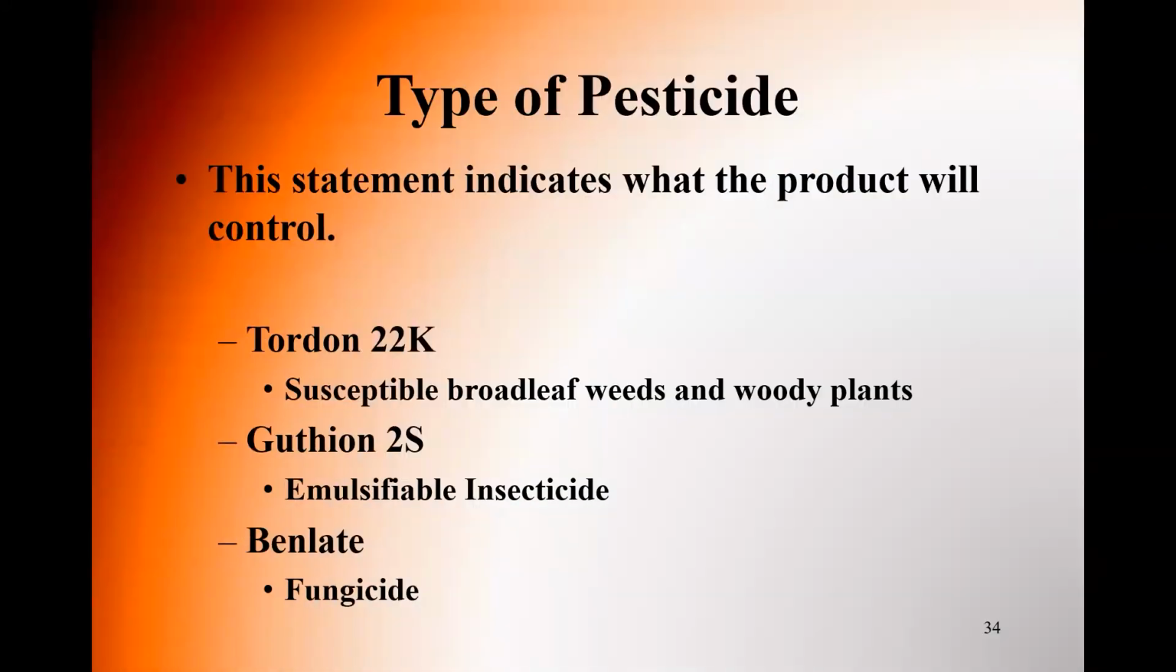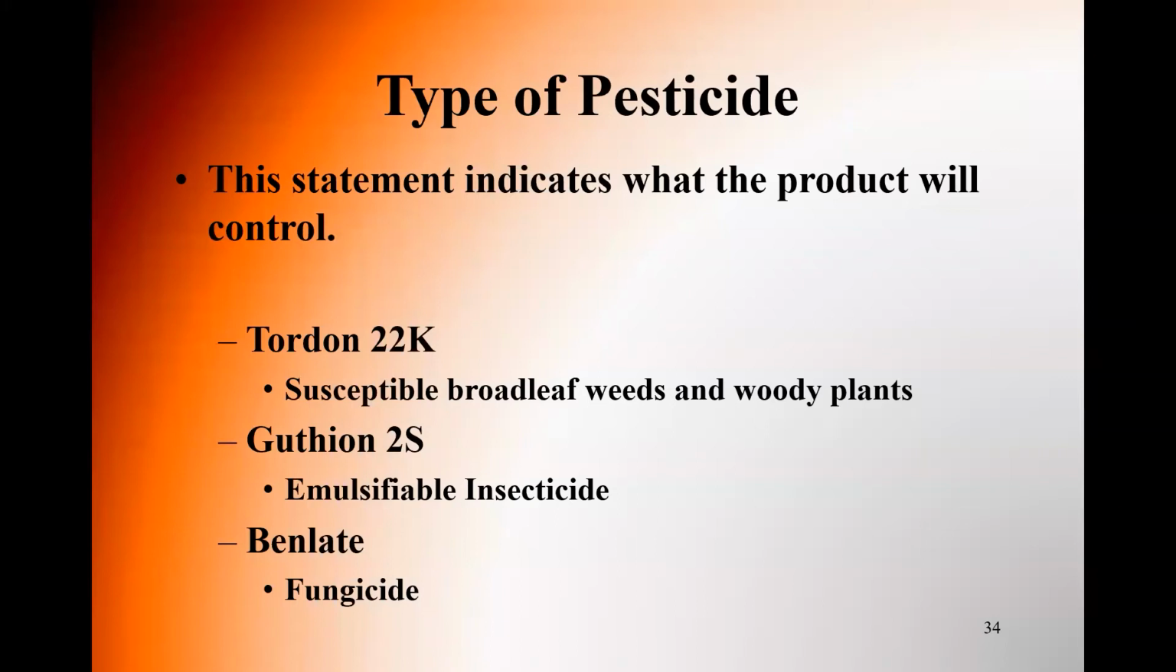The type of pesticide: this statement indicates what the product will control. Tordon 22K will control susceptible broadleaf weeds and woody plants. Then we've got an emulsifiable insecticide, fungicide. So it gives you an idea that if you're looking to control trees, to poison trees, you're not going to want to use the insecticide or the fungicide. You're going to want to use the herbicide, the Tordon 22K.